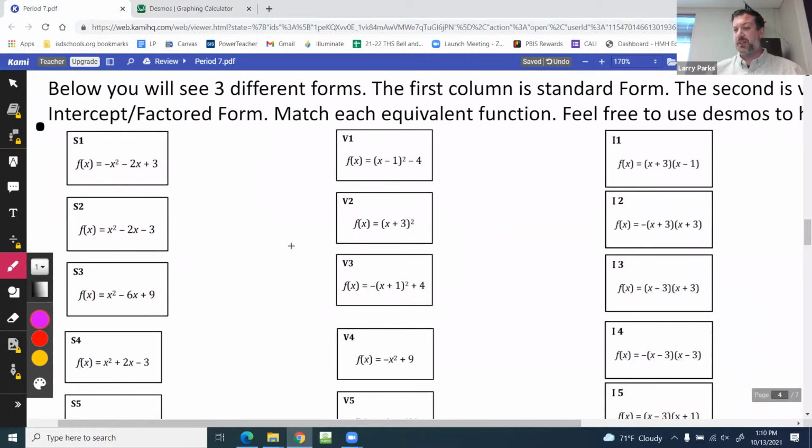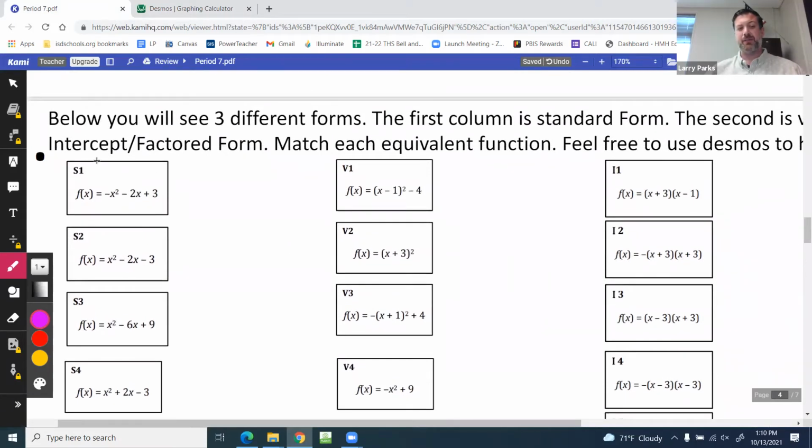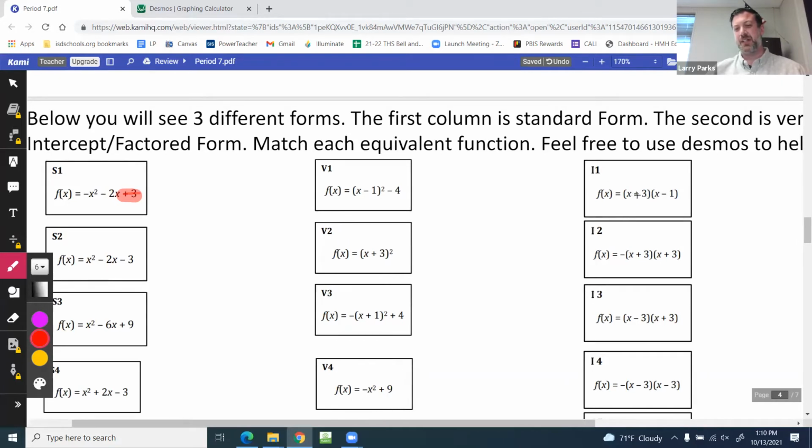I will do some of these for you, but below you will see 3 different forms. We call this standard form. What's nice about standard form is it tells you the y-intercept. So like right here, the y-intercept is 3. Okay. What's nice about this form, this is called vertex form, v is vertex. We could look at that and say the vertex is 1, -4. That's nice. And then here, we call this intercept form or factored form. We could tell you the x-intercepts. So the x-intercepts are -3 and 1.